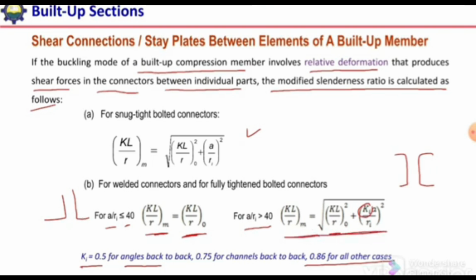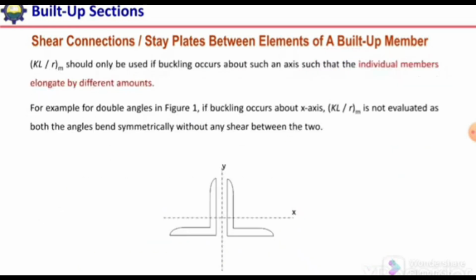But one thing to note is that we only calculate the modified slenderness ratio when we have relative deformation between the parts of the built-up section. We can visualize this here. KL over r modified should only be used if buckling occurs about such an axis that the individual members elongate by different amounts.